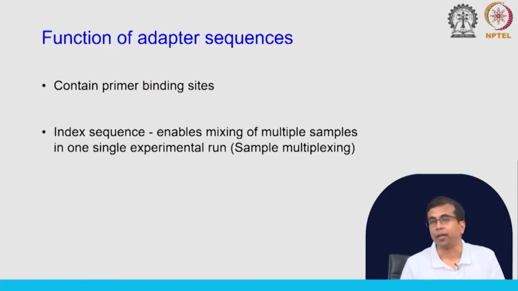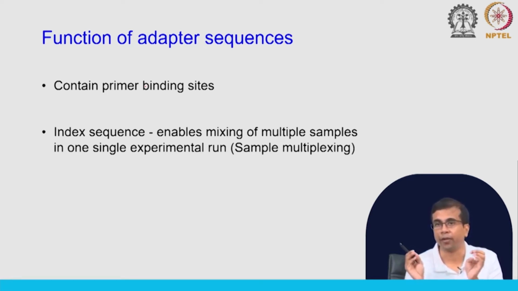In addition, these adapters can contain something called index sequences. These are base pairs which enable mixing of multiple samples. You have some sequence which could be unique, and you can use these unique index sequences for different samples. Because you can generate a huge amount of data with these next generation sequencing technologies, you can sequence, let us say, 96 samples in one go. Now, how do you mix them and separate out this data? To do that, you use these index sequences, and you can have one unique index sequence per sample.